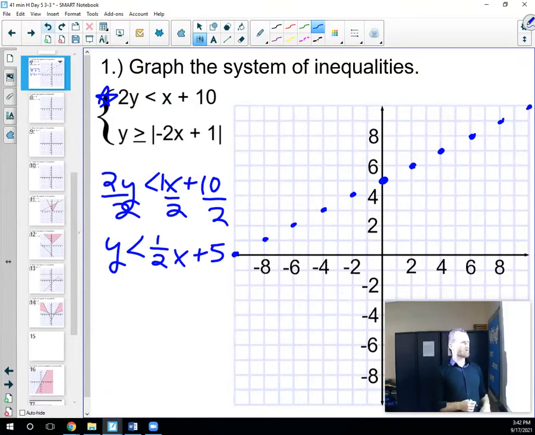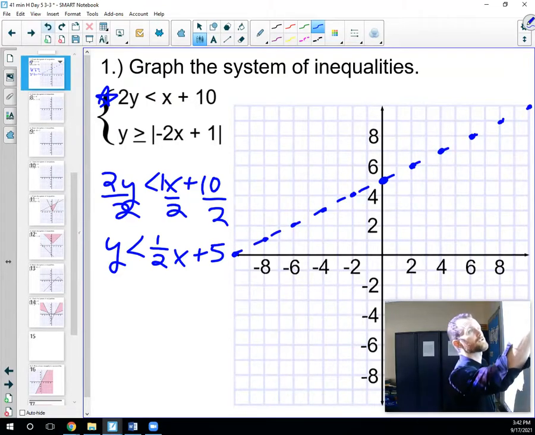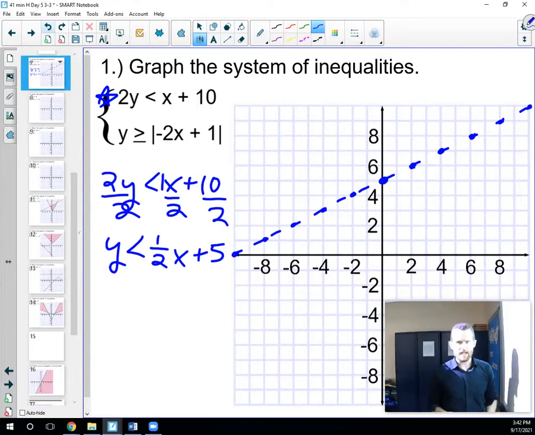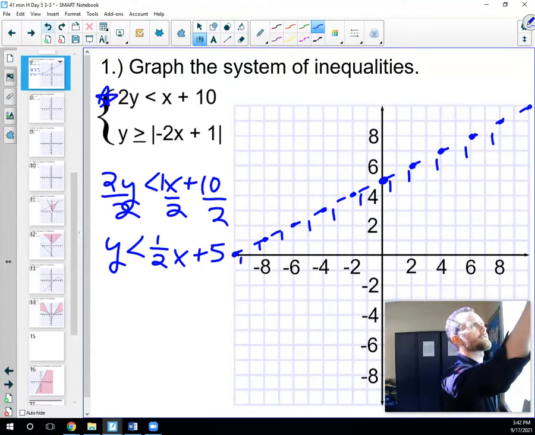All right, now let's worry about the inequality stuff. It's less than, so it's going to be a dotted line. Well, I guess we could just leave those dots there, but I'm going to put a dotted line there just to emphasize it. And shading, let's do this carefully. Y is less than, so we're going to shade below this line. So I'm just going to do a little shading right now so we can see where the shading overlaps.